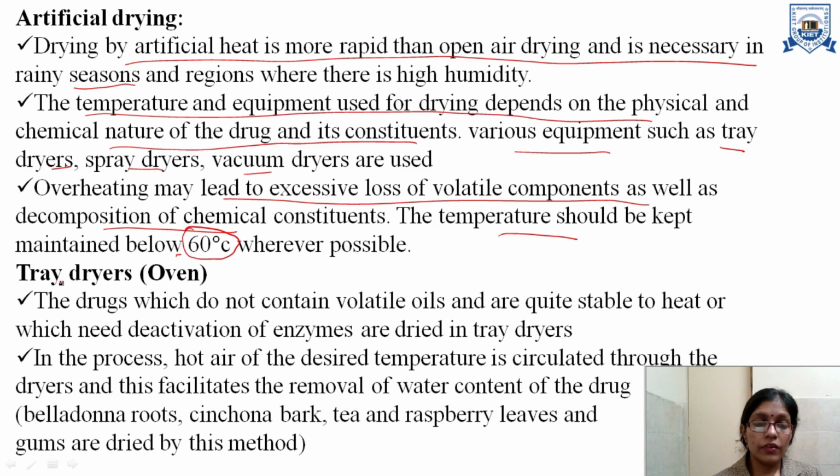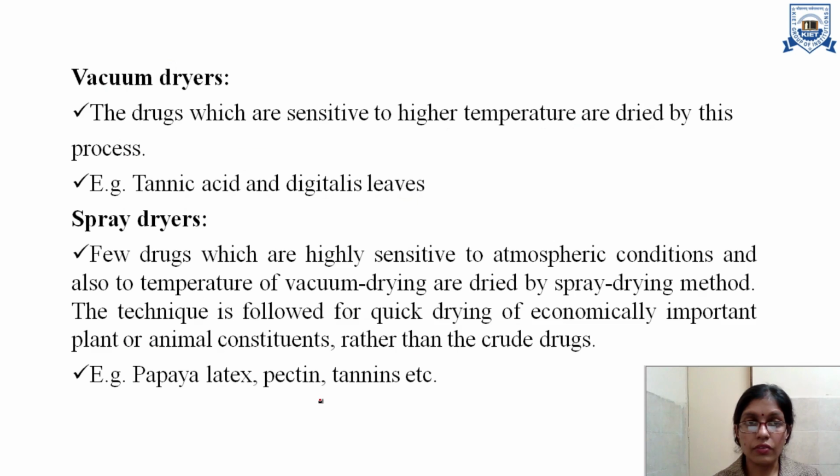Then tray dryers or ovens: the drugs which do not contain volatile oils and are quite stable to heat, which need activation of enzymes, are dried in tray dryers. In the process, hot air of the desired temperature is circulated through the dryers, and this facilitates the removal of water content of the drug. Then vacuum dryers are also used. The drugs which are sensitive to higher temperature are dried by this process, for example, tannic acid and digitalis leaves.